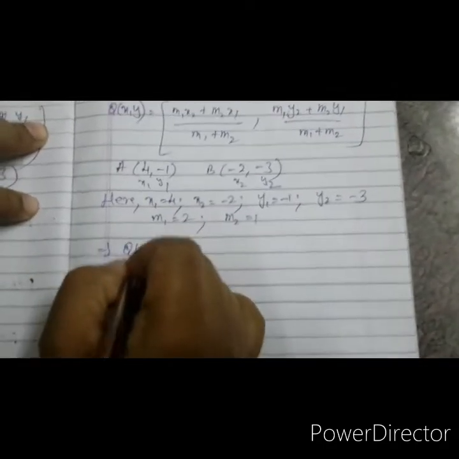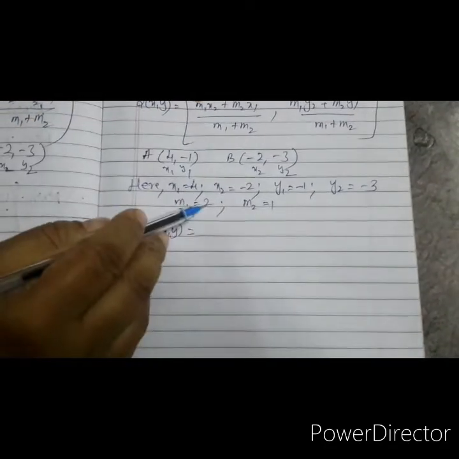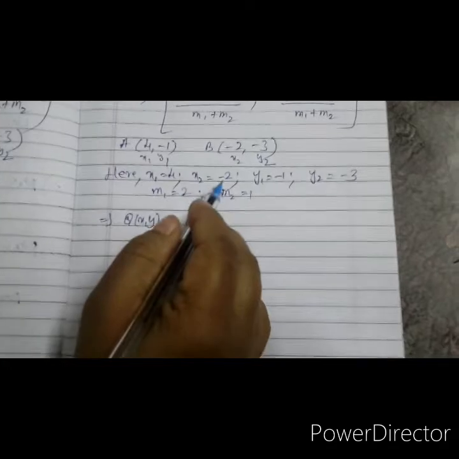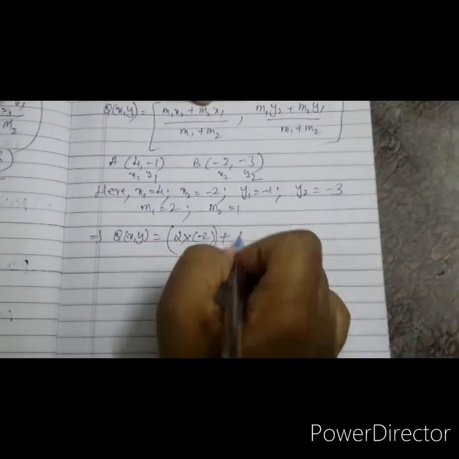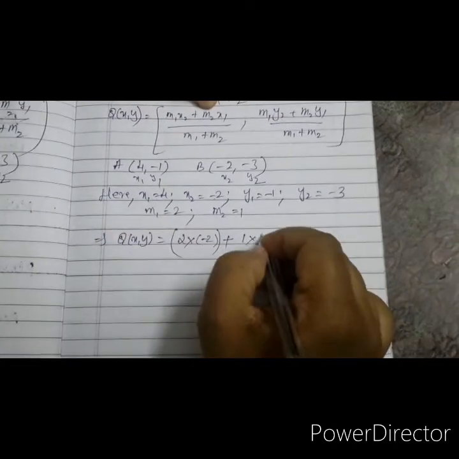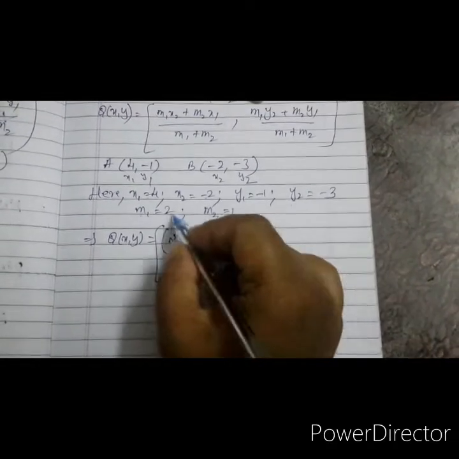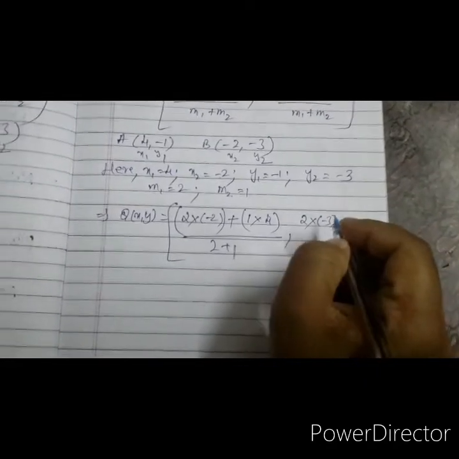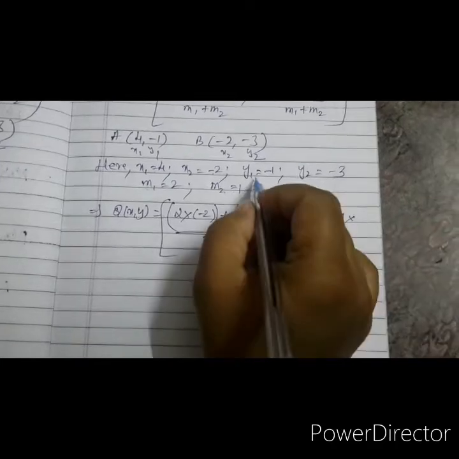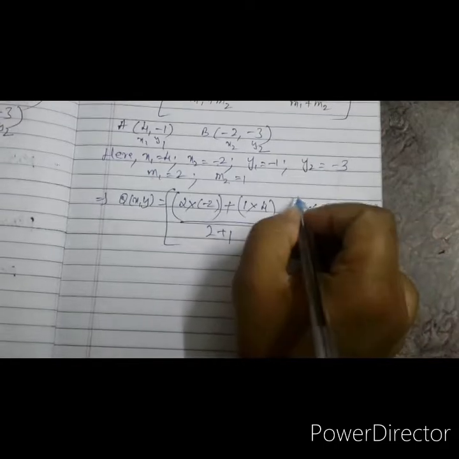Now you substitute in the section formula. Here we have to substitute. What is m1? m1 is 2. 2 into what is x2? Minus 2, plus m2. m2 is 1 into what is x1? 4, divided by m1 plus m2, 2 plus 1, comma m1 y2. What is m1? 2 into what is y2? Minus 3, plus m2. What is m2? 1 into y1, minus 1, divided by 2 plus 1.